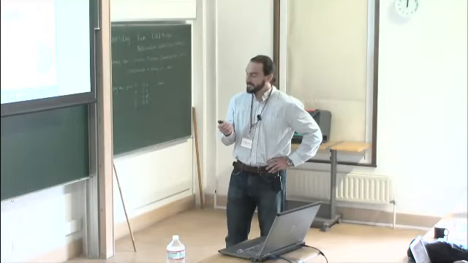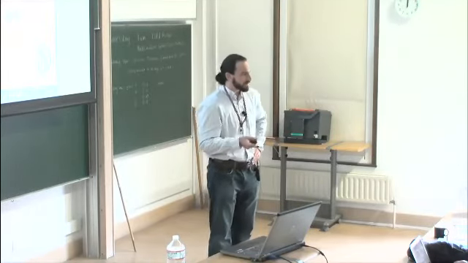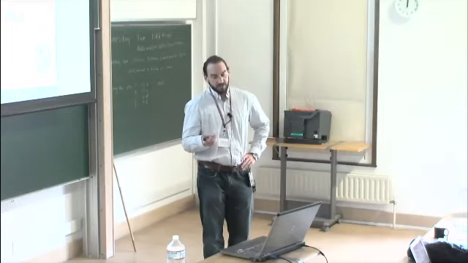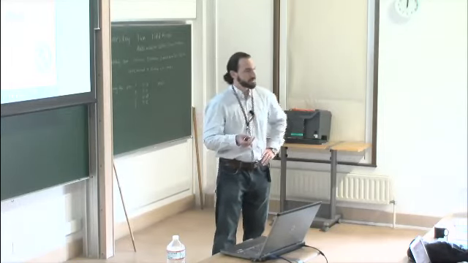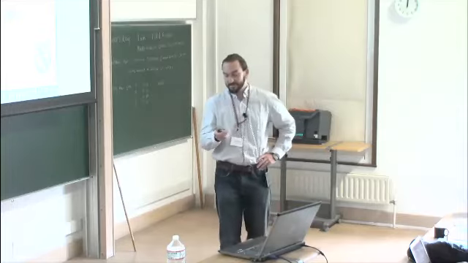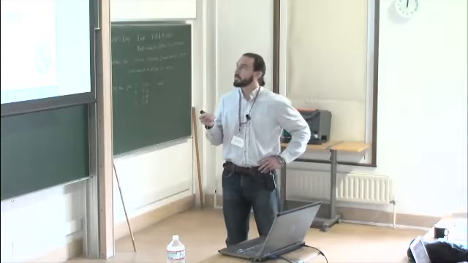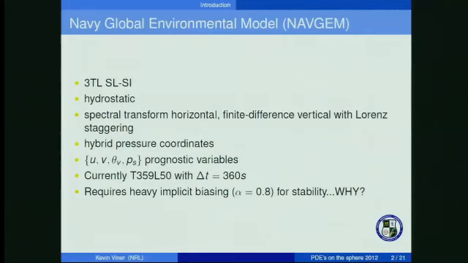And so basically, if you're familiar with our Eulerian model, which is NOGAPS, what we're doing now is we're changing it to semi-Lagrangian, we're increasing the resolution, and we're swapping out the physics. And so NAVGEM, the Navy Global Environmental Model, is a 3-time level, semi-implicit, semi-Lagrangian, hydrostatic model, spectral horizontal, finite difference in the vertical, and it's on hybrid pressure coordinates. And these are prognostic variables. Most notably, this virtual potential temperature is what I'm going to talk about today.